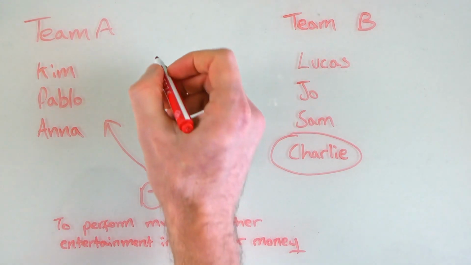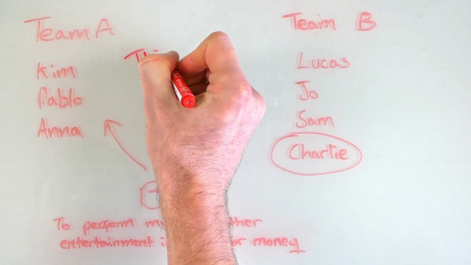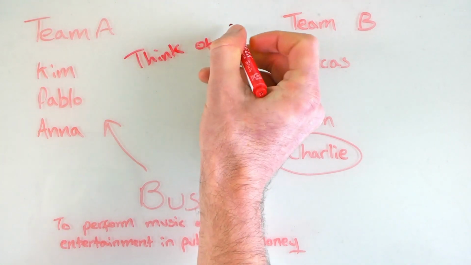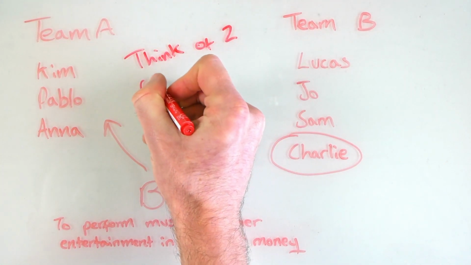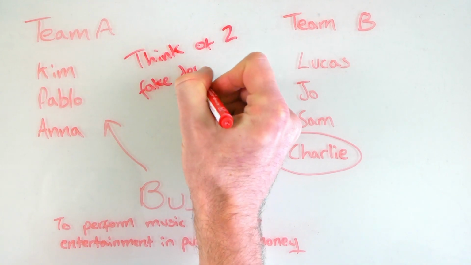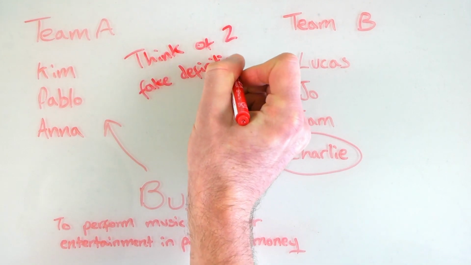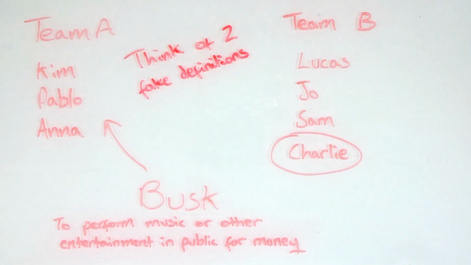Now Team A have to come up with 2 other fake definitions for busk and try to make them believable. They may write them down or just keep the general idea in their head. The other definitions must be totally different from the real one. They can't keep the same idea and just change one tiny thing. Give them a few minutes to come up with these ideas, and while they're doing that you can give a word to the other team so they can prepare for when it's their turn.